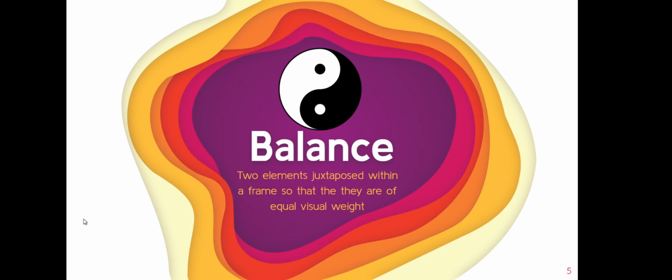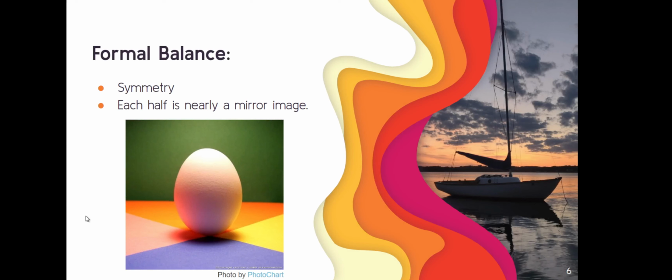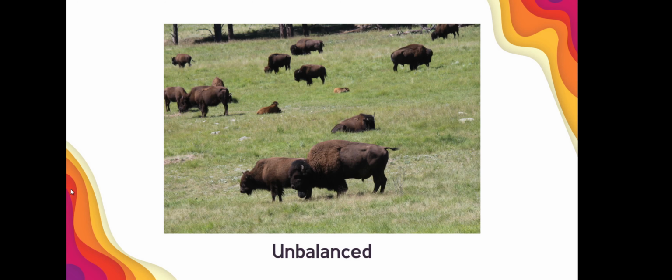Balance in a photograph is two elements juxtaposed within a frame so that they're of equal visual weight. And there's a few ways you could do it. So let's try to figure out how you can create balance in your photography. The first is symmetry. That's formal balance. It's an image that has equal weight left and right, or top and bottom. So each half is nearly a mirrored image, and that's a symmetrical picture. So that egg, symmetry.